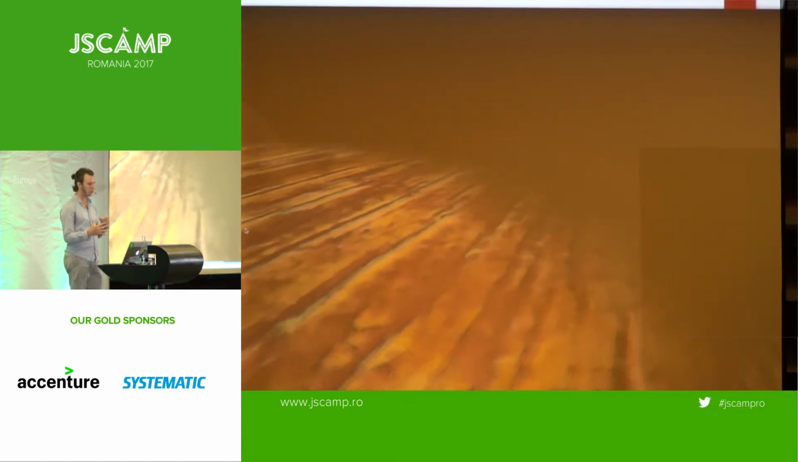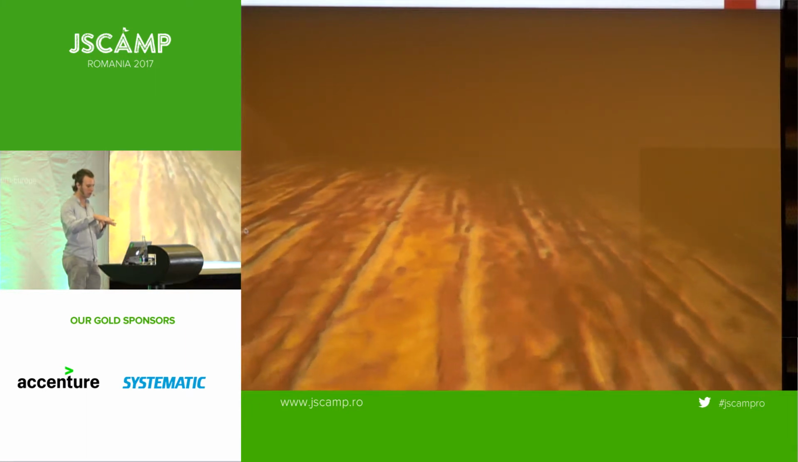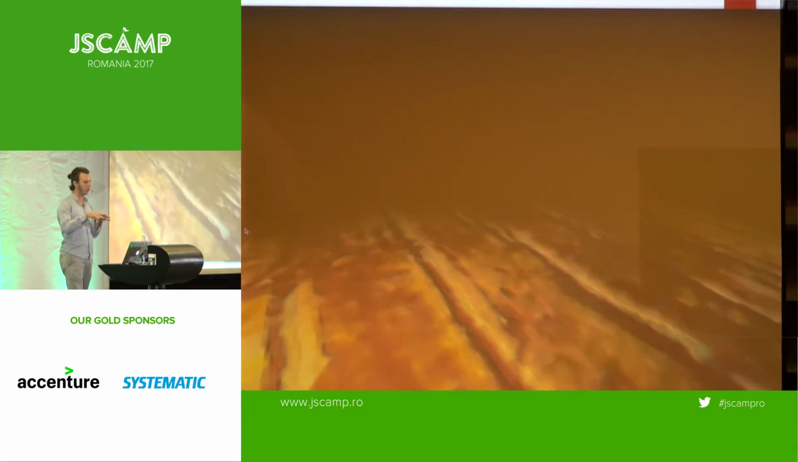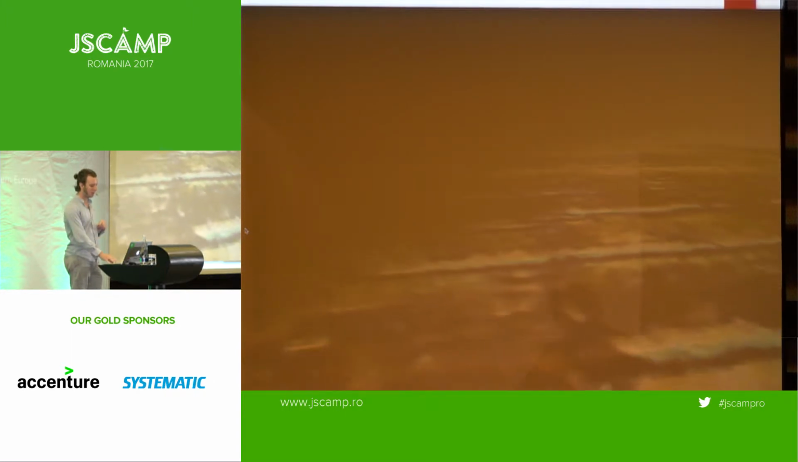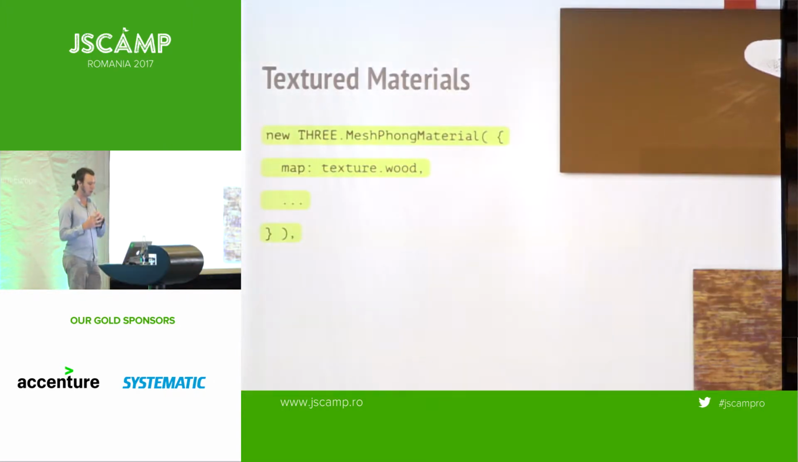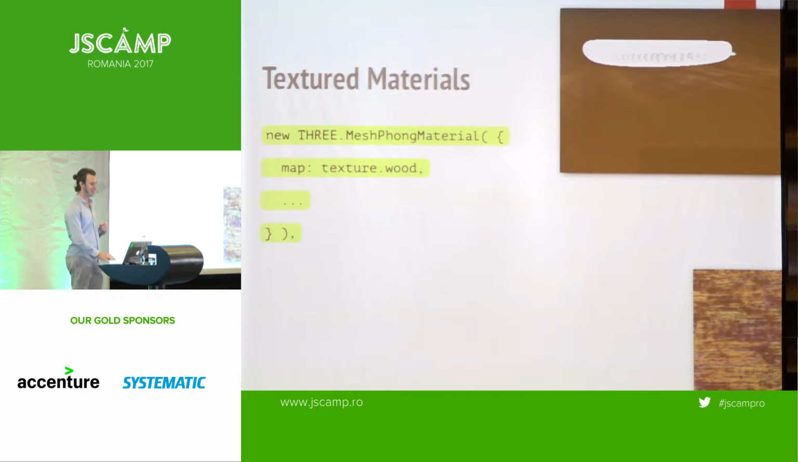And then what WebGL is going to do is, when it's rendering the pixels that correspond to our table, it's going to look up into this texture and draw the correct colors based on that. So this is a direct application, and you can use it with a MeshPhongMaterial or a MeshStandardMaterial.